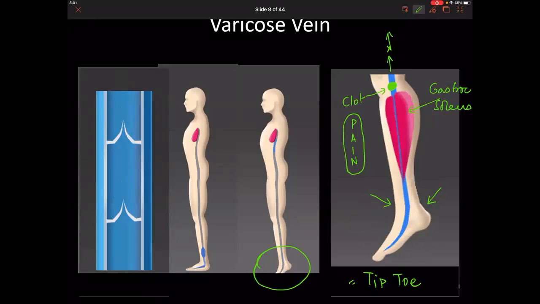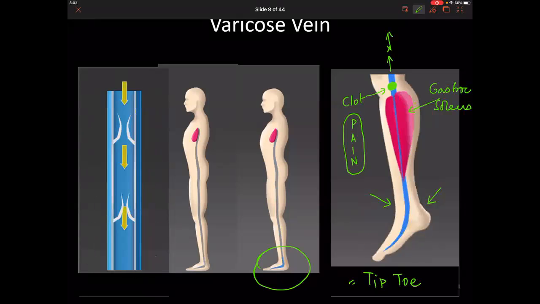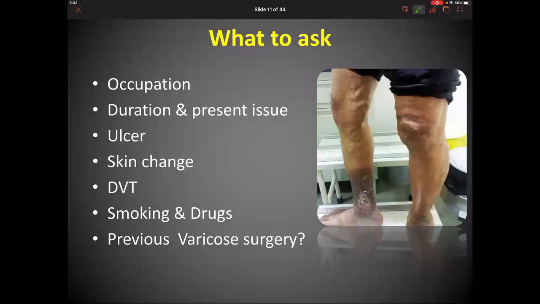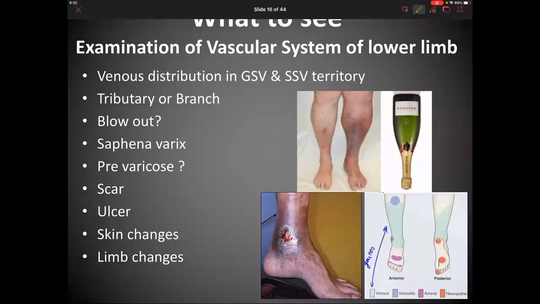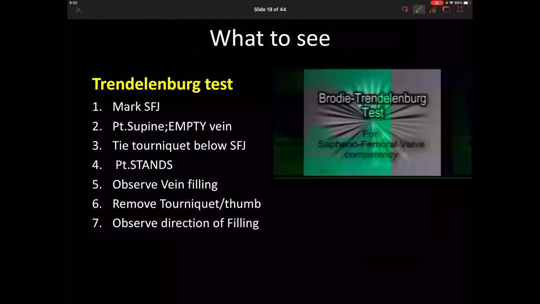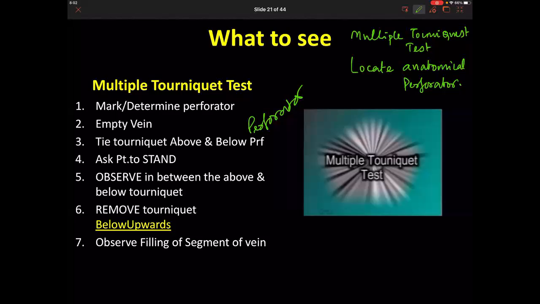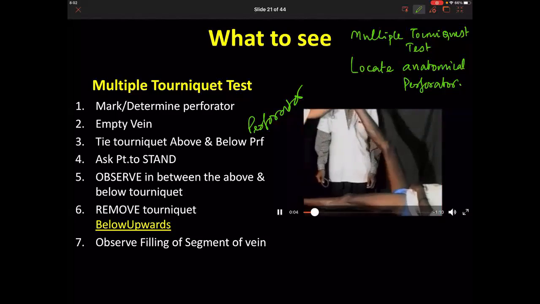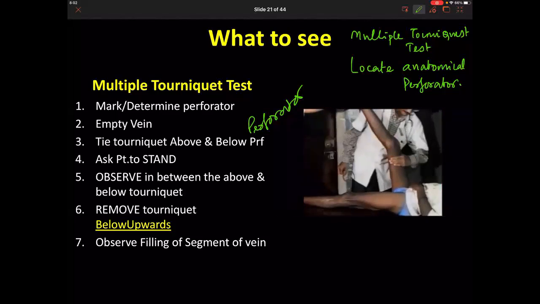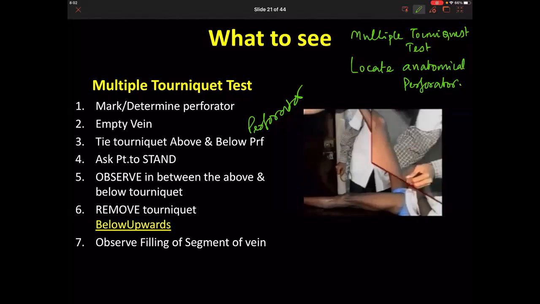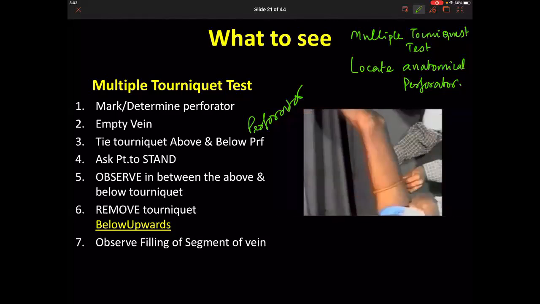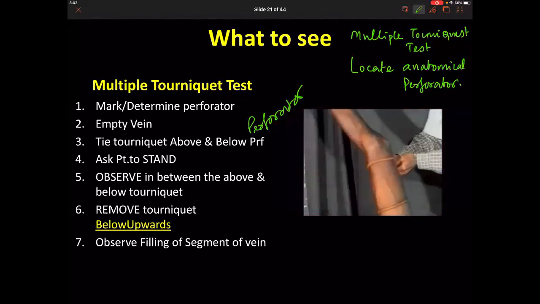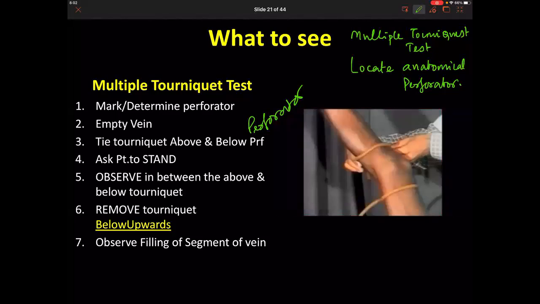Yes, sir. In the multiple tourniquet test, why are we removing the tourniquet towards the end? No, that is not a part of the test. You can remove the tourniquet because at the end of the test, if there are segments of the veins that are not distended, you may complete the test by removing the tourniquet and seeing the filling of the vein. But that does not have any significance. The main significance is to keep the tourniquets tied. With the tourniquets in position, see which segment of the vein becomes incompetent.